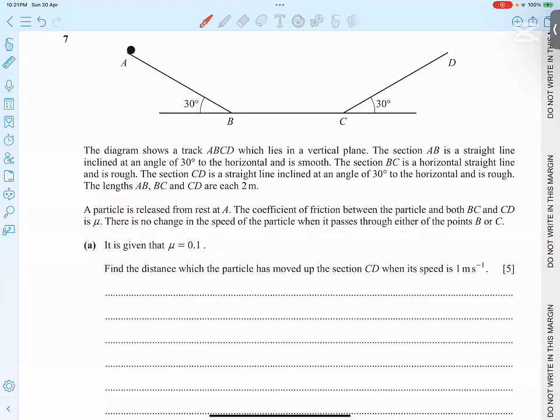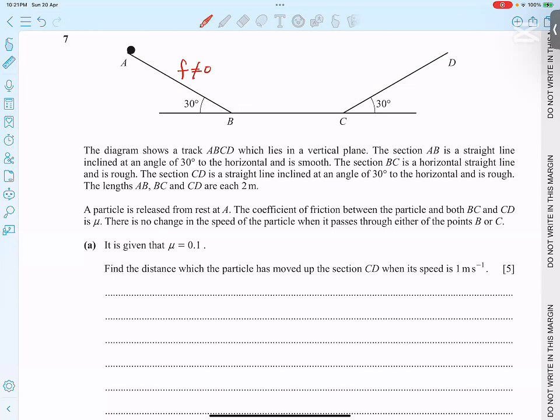Question number 7, we have, students. A diagram shows a track A, B, C, D. You can see the track A, B, C, and D. Okay, and AB is a plane at an angle of 30 degrees, you can see it clearly, and smooth. So it means this is smooth. So be careful, here friction is equal to 0.